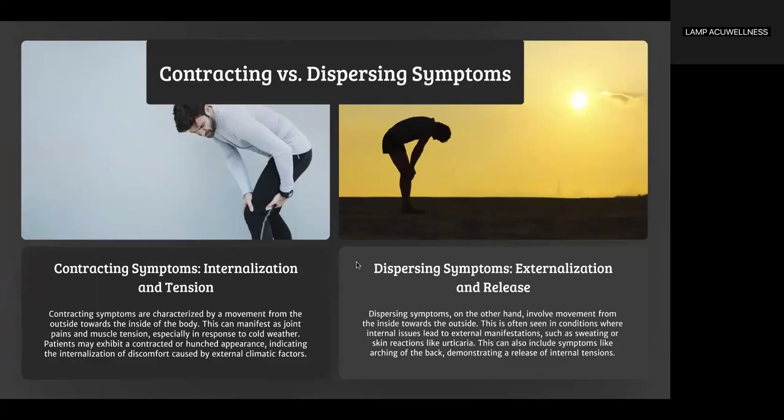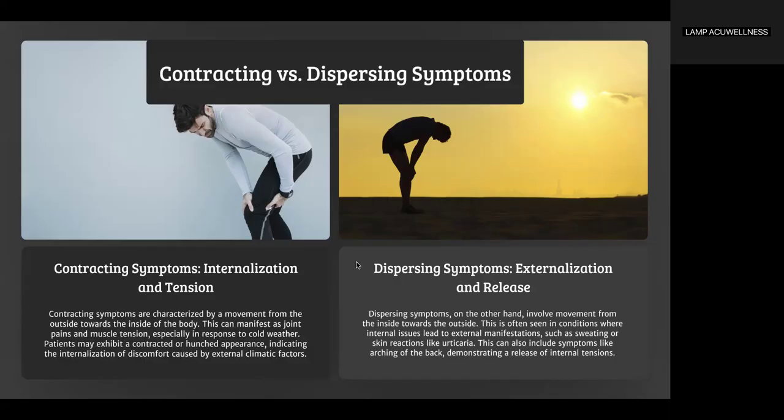Contracting versus dispersing symptoms. Contracting symptoms are characterized by a movement from the outside towards the inside of the body. This can manifest as joint pains and muscle tension, especially in response to cold weather. Patients may exhibit a contracted or hunched appearance, indicating the internalization of discomfort caused by external climatic factors.